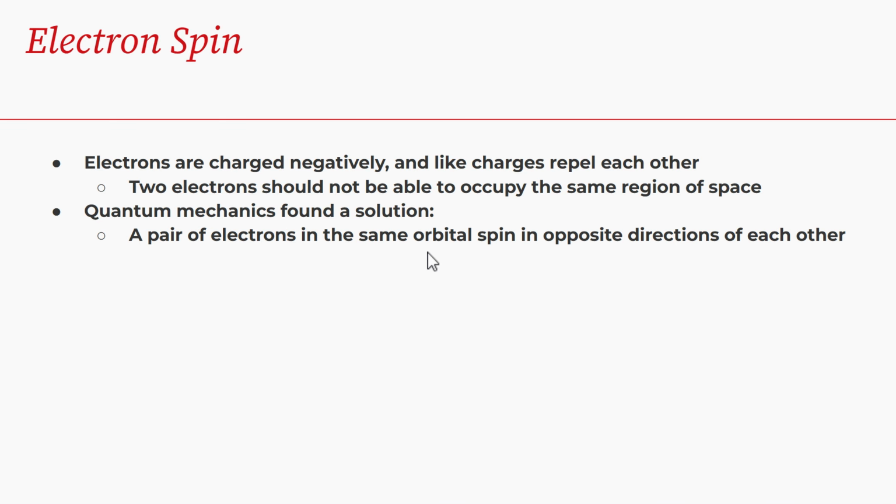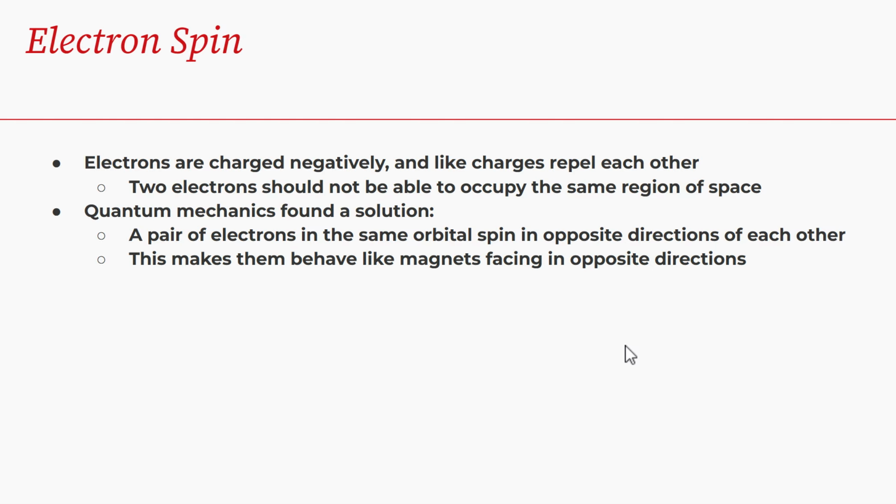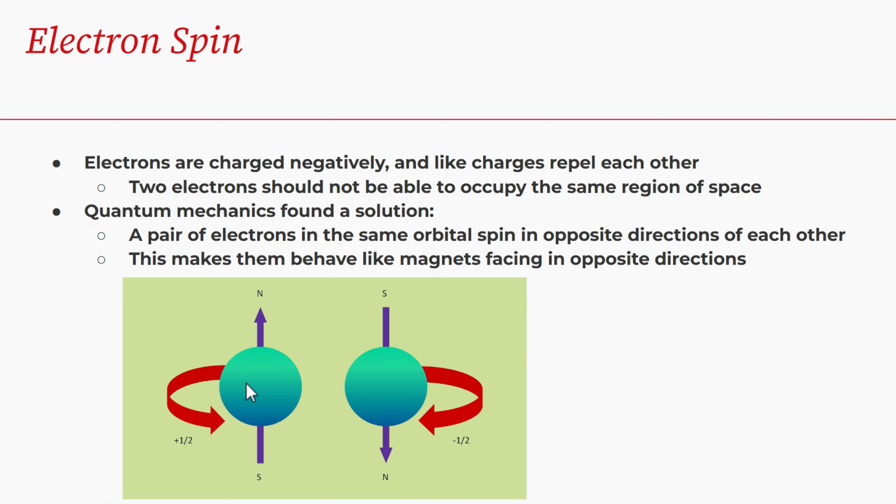A pair of electrons in the same orbital actually spin in the opposite direction of each other. This makes them start to behave like magnets facing in opposite directions. And as we know, two magnets facing opposite directions, two opposing magnets, attract each other. They no longer repel. So, for example, when an electron spins this way, it becomes a magnet where north is here and south is here. And when it spins this way, it becomes a magnet where south is here and north is here. And they become opposing magnets that then actually do attract each other, counteracting the fact that they were both negative in the first place.